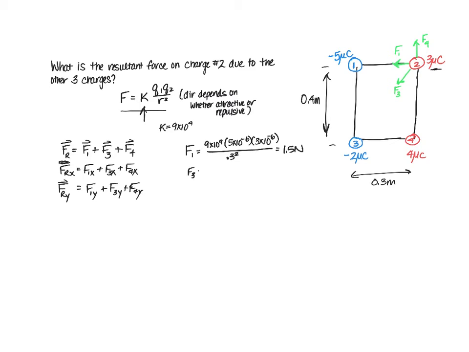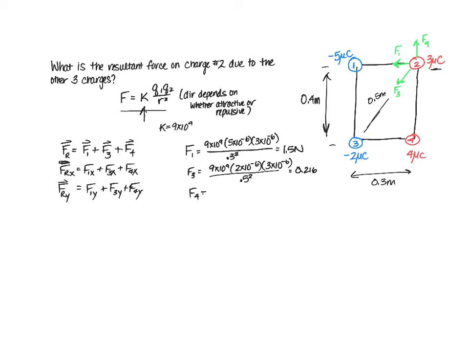Let's do F3. I get 9 times 10 to the 9th. Now the two charges I'm talking about are charge number 3 and charge number 2. So we get 2 microcoulombs and 3 microcoulombs. The distance between these two is going to be 0.5 meters. You can use the Pythagorean theorem to check that out. And so I find that the magnitude of this force is 0.216. It's a little smaller. The two charges are further apart, and they have smaller magnitudes.